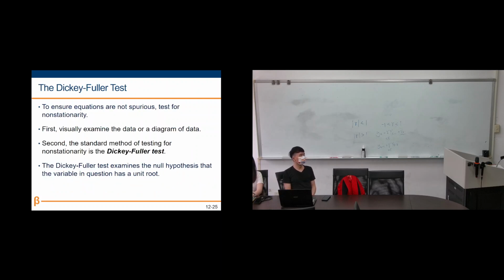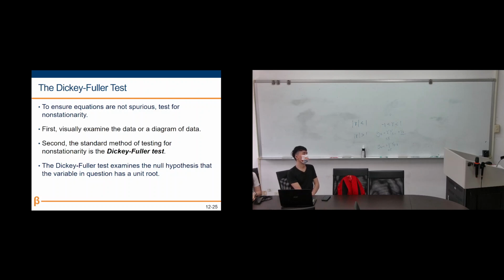To ensure the equations are not spurious, test for non-stationarity. First of all, visually examine the data, a diagram of the data. Second, the standard method of testing for non-stationarity is what we call the Dickey-Fuller test, or later on you are going to see the augmented Dickey-Fuller test. They're pretty similar. Usually we use the augmented Dickey-Fuller test. Then let's introduce the Dickey-Fuller test. Later on I'm going to use it in the examples.